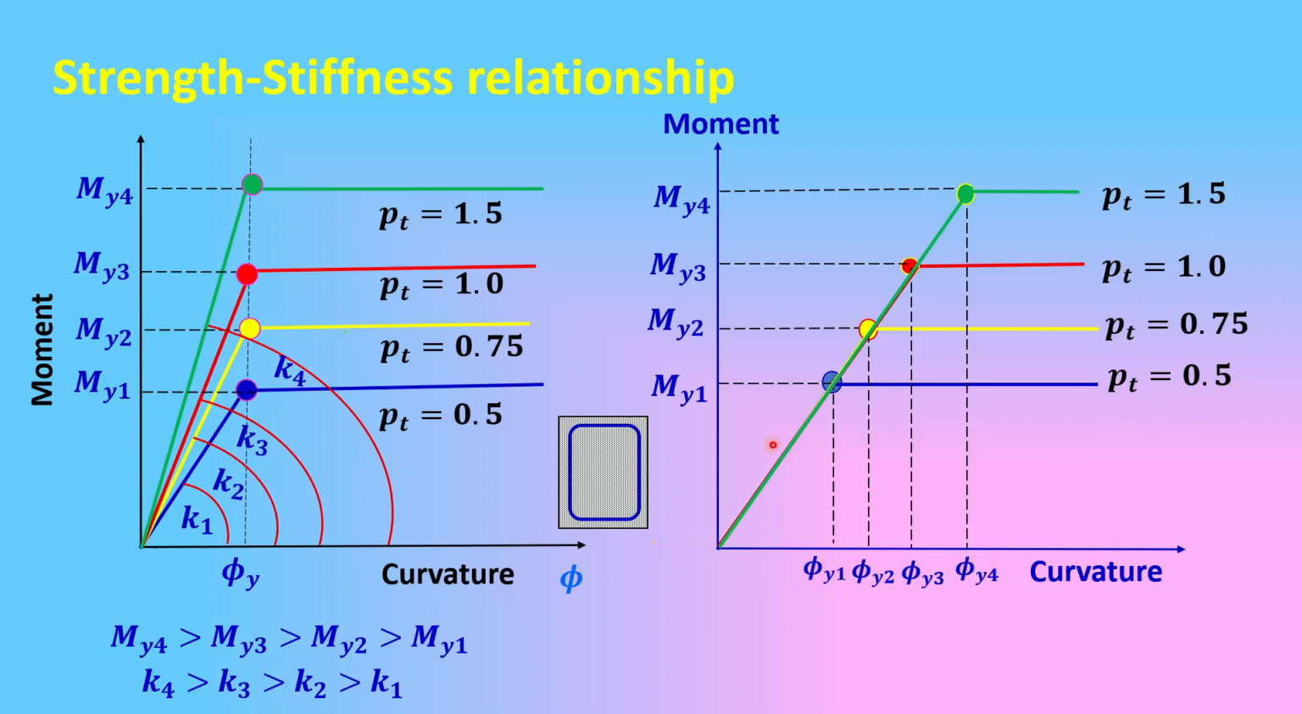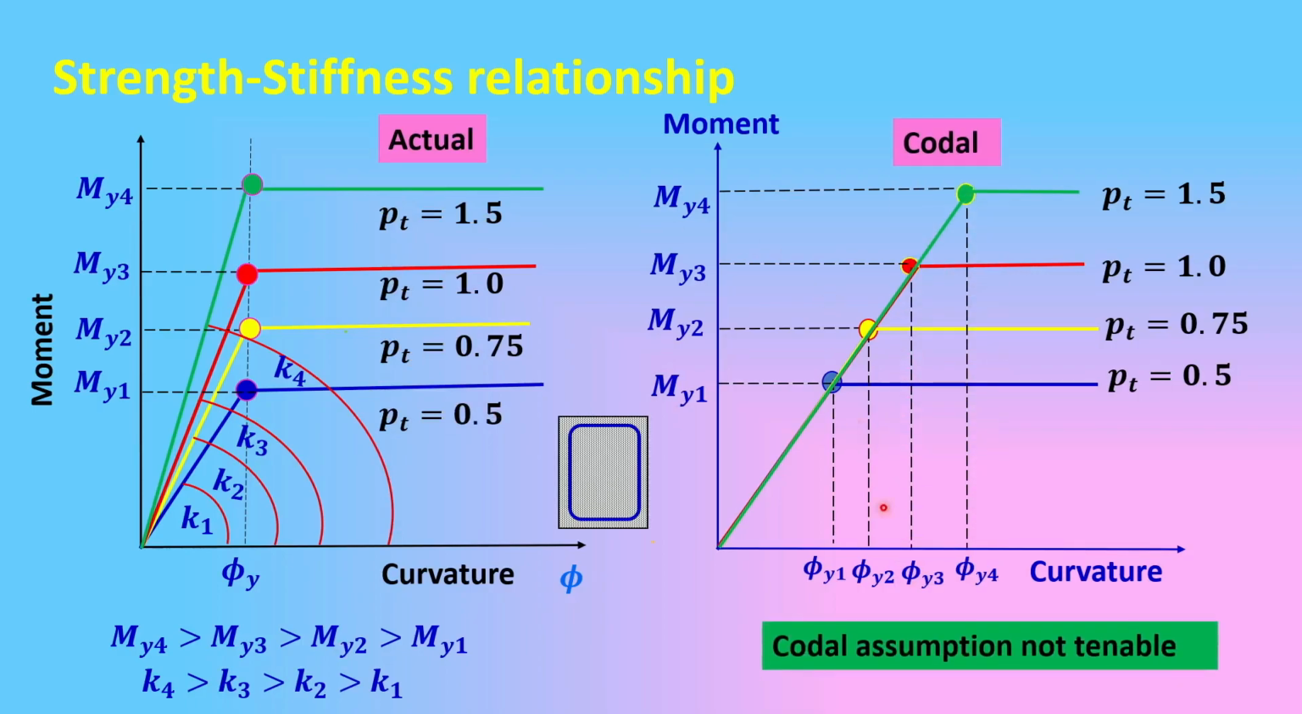So obviously the Codal assumption is not correct. Codal assumption of constancy of the stiffness being independent of the strength or amount of steel or Fck or Fy is not correct, because it violates this constancy of the yield curvature for a given section. So this is the actual behavior and this is the Codal behavior. So Codal assumption is not tenable.